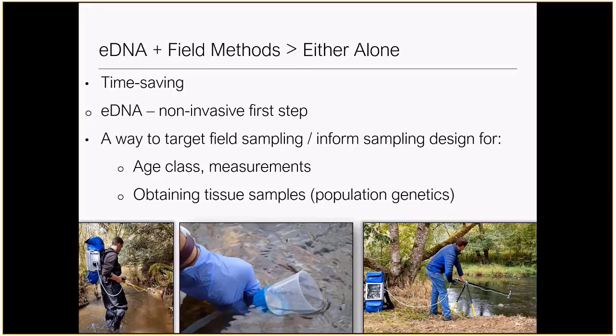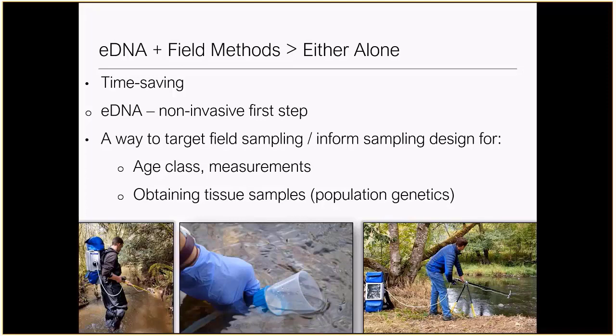Likewise, if you wanted to do a population genetics study, like Josh explained, we can't do that kind of work with eDNA because we don't know how many individuals are within our eDNA sample. So we need actual tissue samples. So again, eDNA could be the first step for you to figure out your sampling design to obtain those tissue samples from individuals.